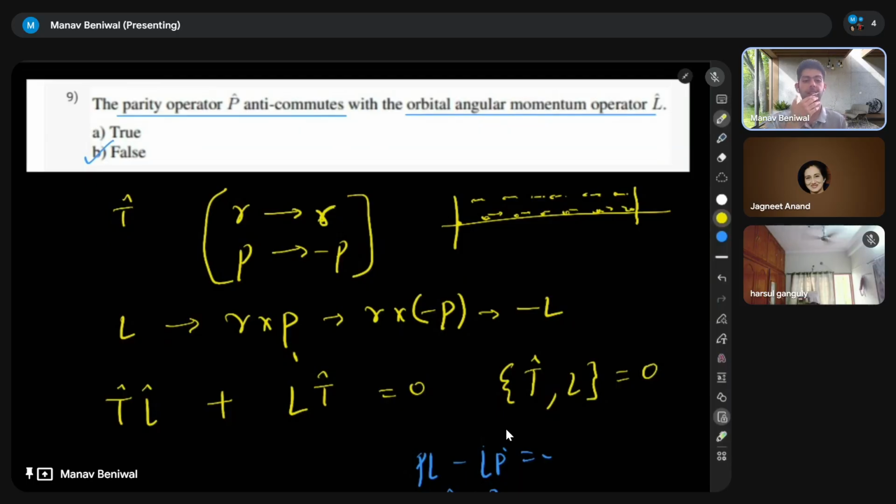Is this clear? Yeah. Okay. So the time reversal operator anti-commutes and the parity operator commutes with our angular momentum operator L.